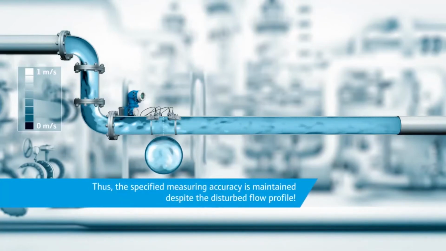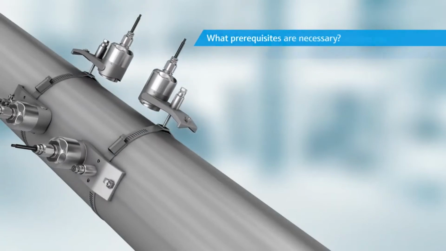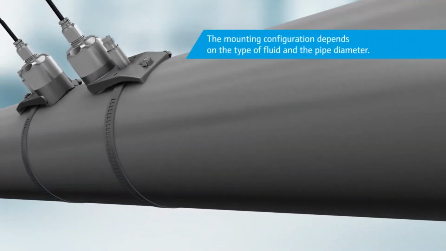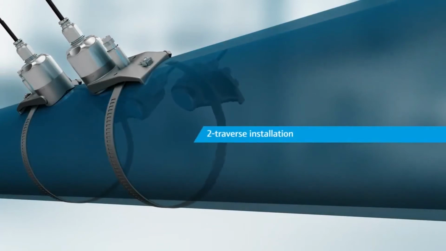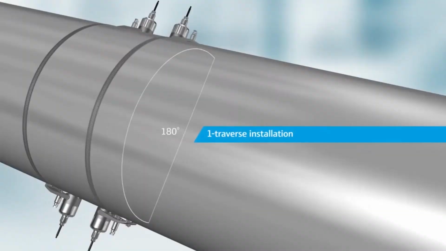Now this compensates with the FlowDC function, which means you can maintain the accuracy that we mentioned with up to 2 straight run lengths DN. So what prerequisites are required? In this case, we use 2 sensor pairs instead of just 1. Now the configuration depends on what type of fluid it is and the pipe diameter, but the most common installation is the 2 transverse installation as shown here, where the ultrasonic path goes through twice in the pipe.